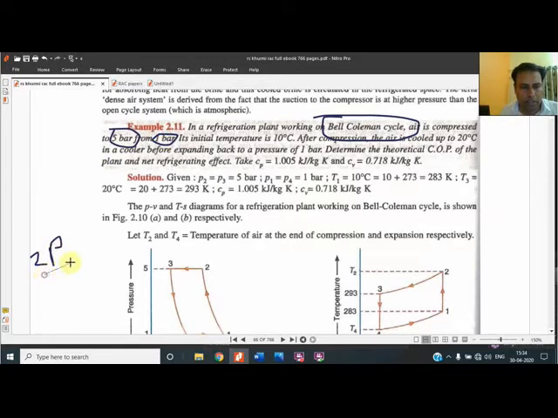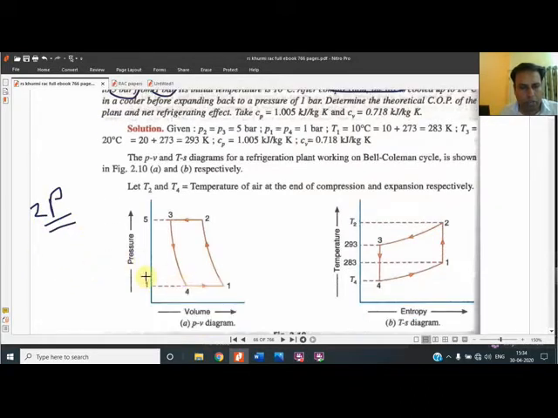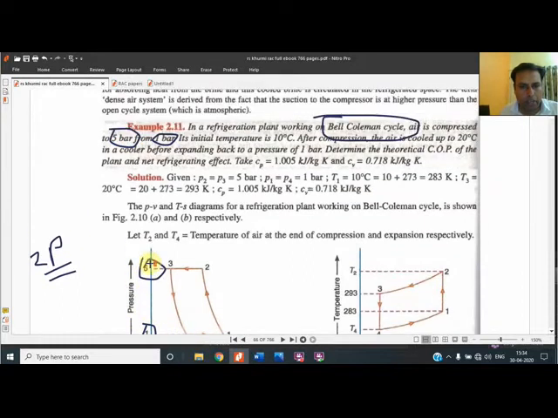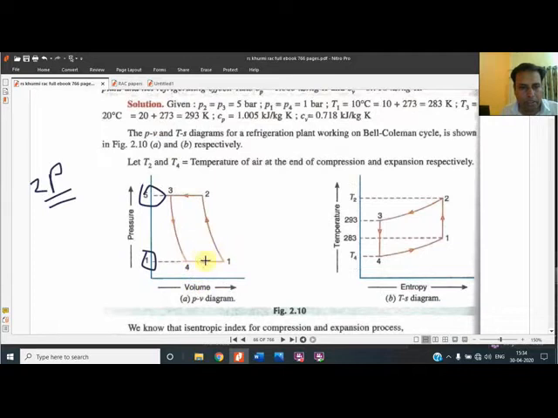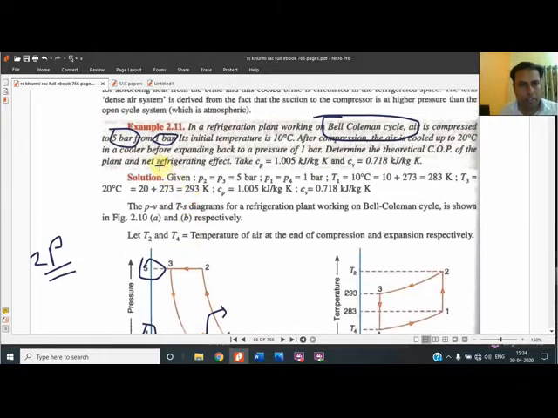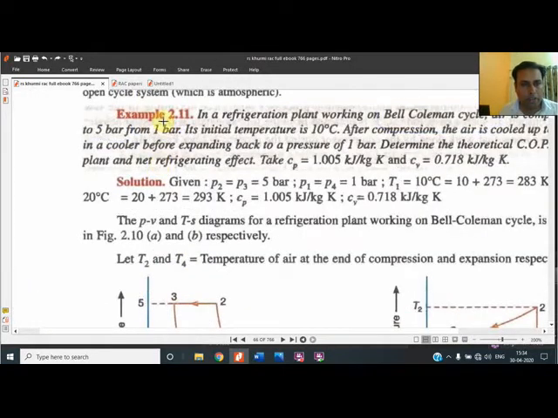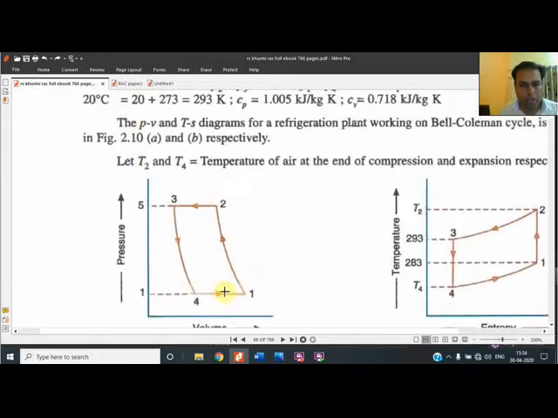Twice we get constant pressure, and there are only two pressures. The first pressure is this and the second pressure is this. No third pressure is obtained in this. The pressure values given to us, if you read the question, are 1 bar and 5 bar. So this will be the 1 and this pressure will be the 5. They have written it also.